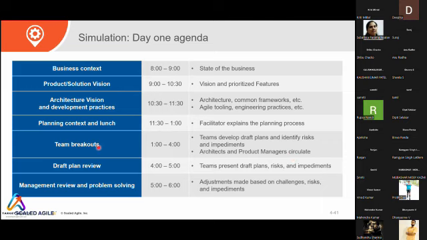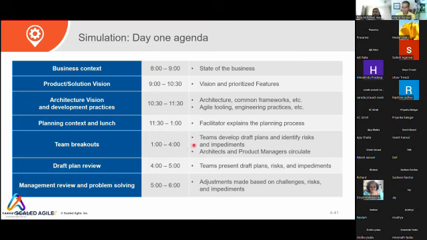When you come to the team breakouts, you all get separated. You all get into your own teams. You are all moved away from each other. You are with your teams and you come into the team breakouts. So this is the time where the Scrum Master role becomes important, because here you have to drive things. Team breakouts is the Scrum Master area where the Scrum Master will be with his team. So what will he do? The Scrum Master will enable teams to develop draft plans and identify risks and impediments.